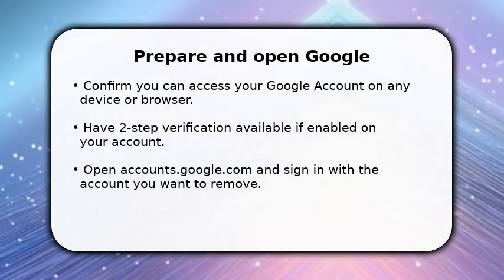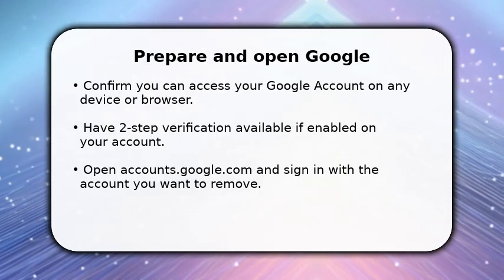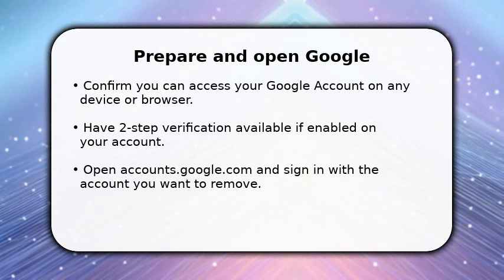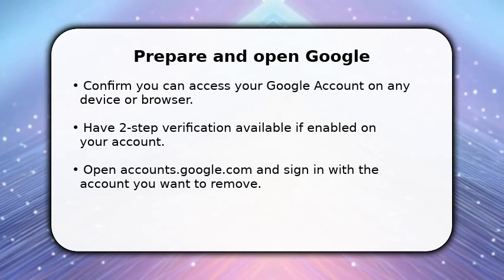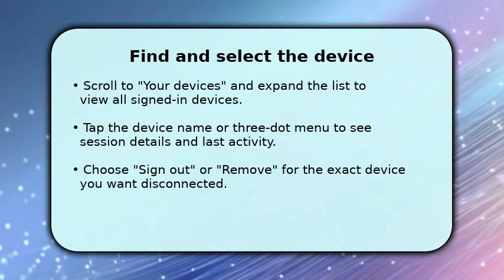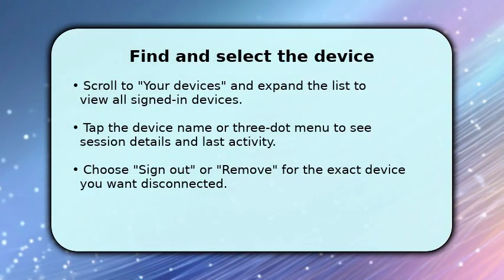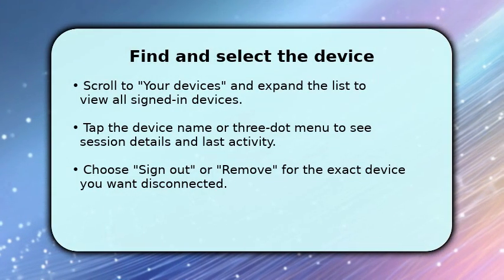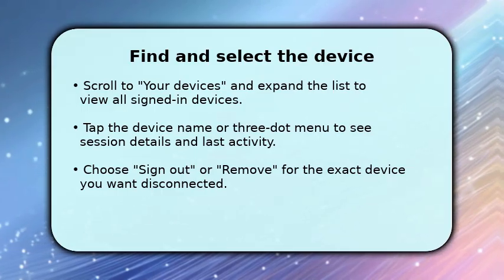Now, select your devices to view active sessions. This is where you'll identify the other device to remove and begin the disconnect process. Locate the specific device by checking device type, location, and last activity. This avoids signing out the wrong device.